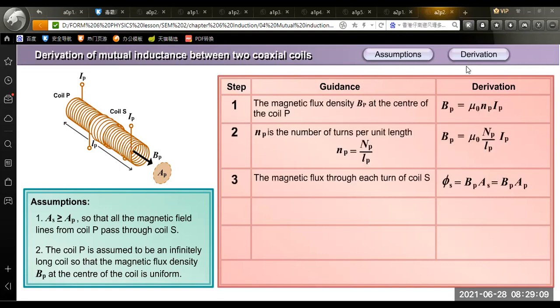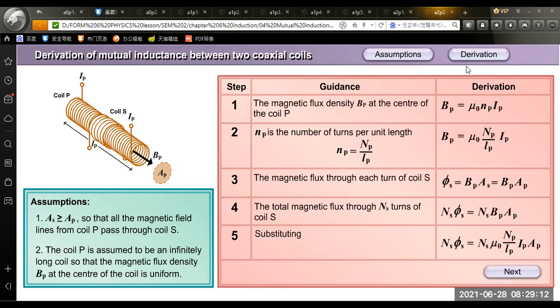Derivation. The magnetic flux density Bp at the center of the coil P is equal to mu naught Np Ip. Np will be the number of turns per unit length. Np equals capital N, number of turns, over Lp. Number of turns per length is how many turns of P per length.